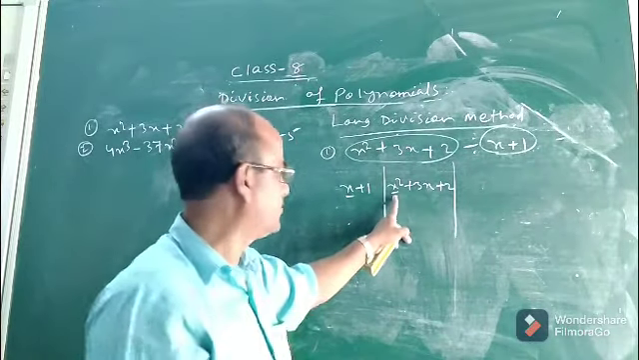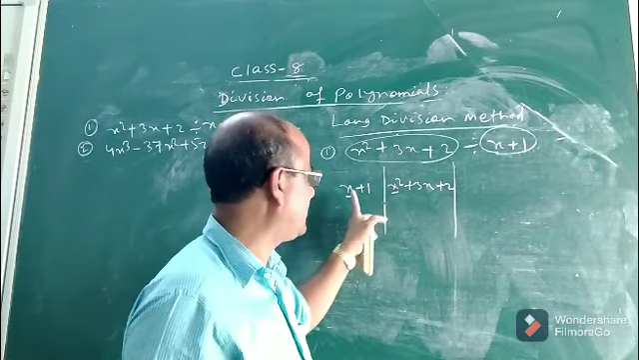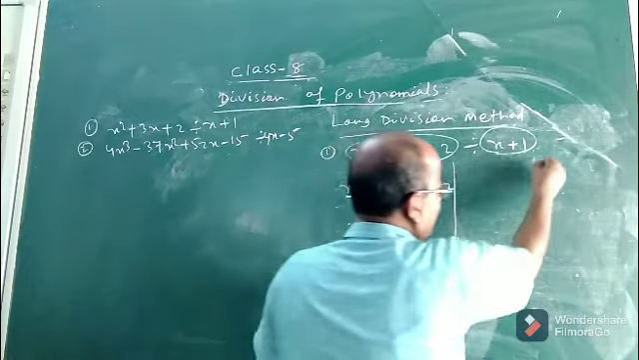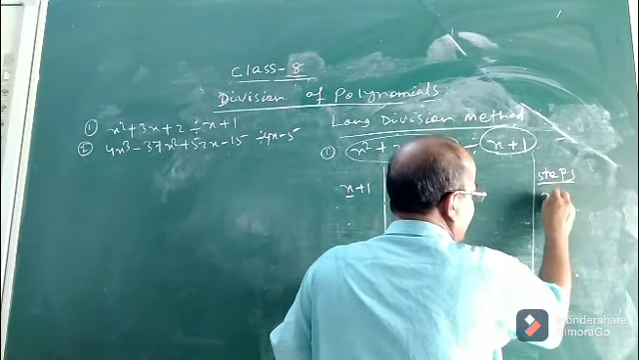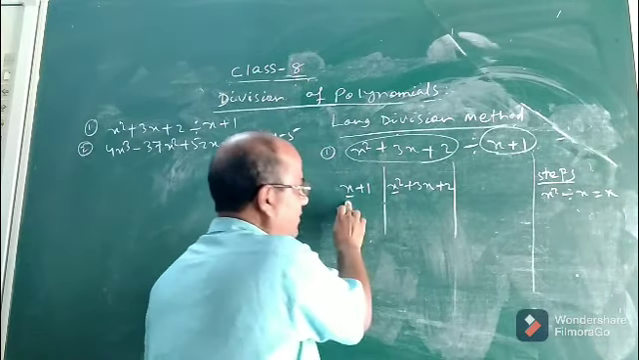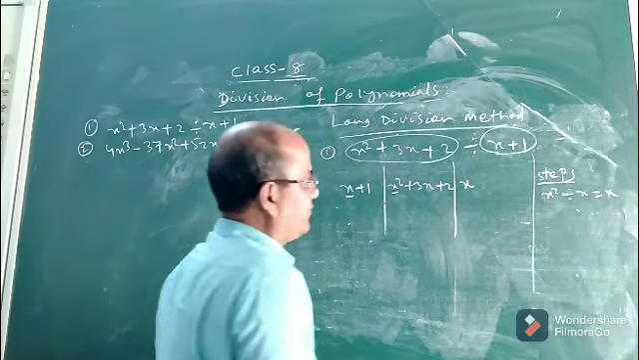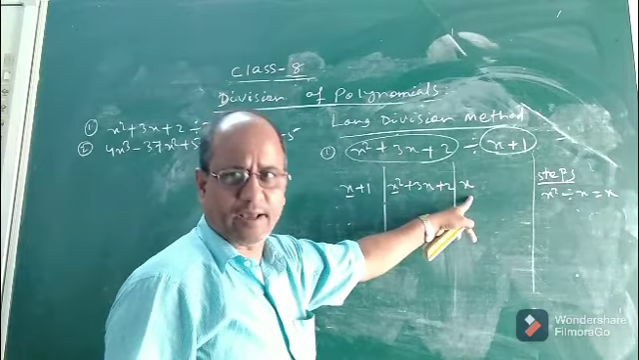Now, first you do this in rough, or in your mind, wherever you want. The first step is you divide the first term of the dividend by the first term of the divisor. I am writing the steps here. So x square by x, what will be the answer? Divide x square by x, it will be equal to x. So in the quotient you put x. The first term of the quotient will be x.